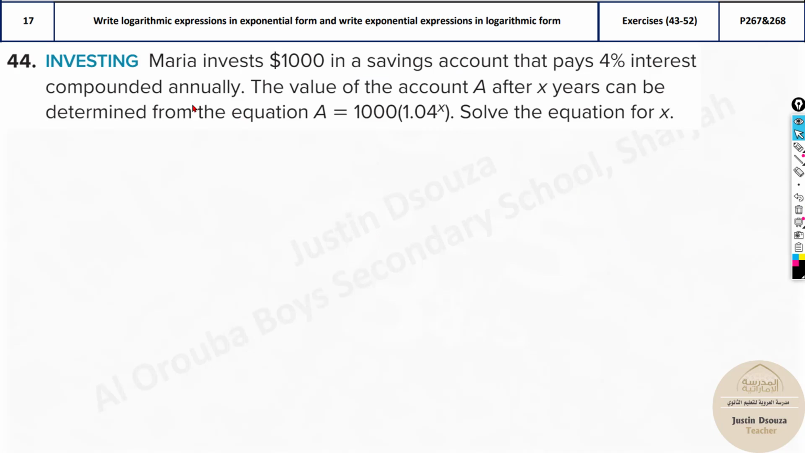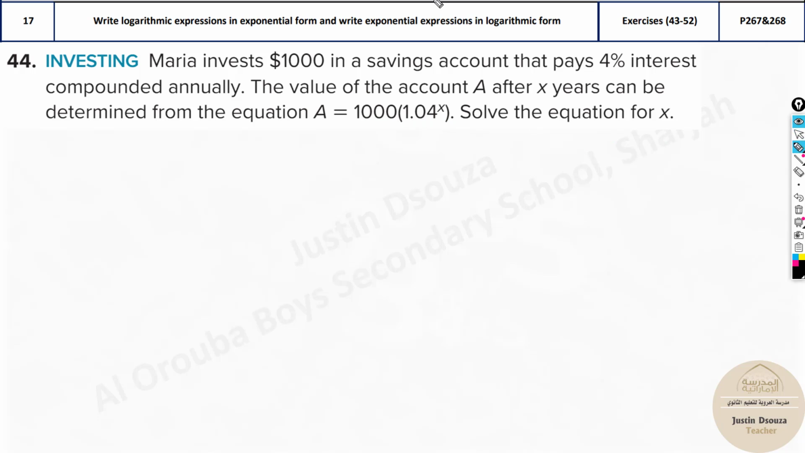Now over here we have another problem about investing. Maria invests $1,000 in a savings account that pays 4% interest compounded annually. The value of the account A after x years can be determined from the equation A equals 1000 times 1.04^x. Solve the equation. They have given the equation.